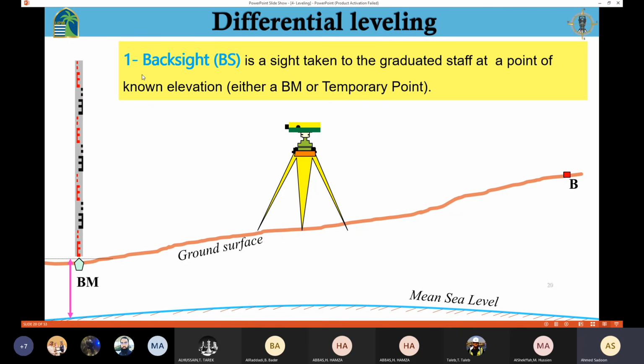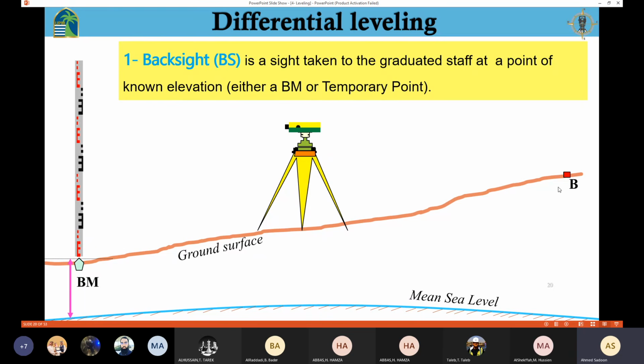Then we have something called backside. It is very important to understand these types of sides. We have 3 main sides: the backside, the foreside, and the intermediate side. First, we have the backside.